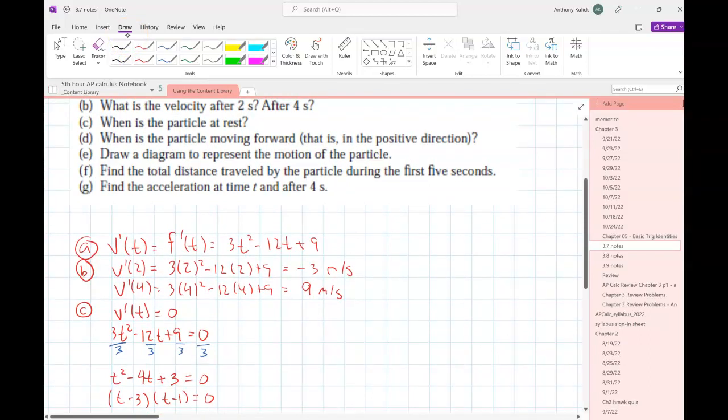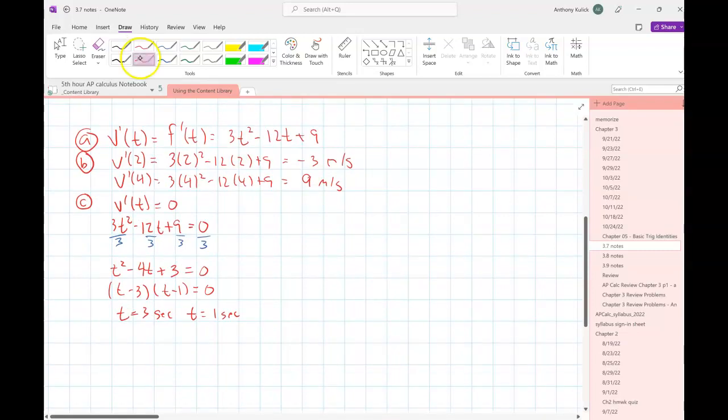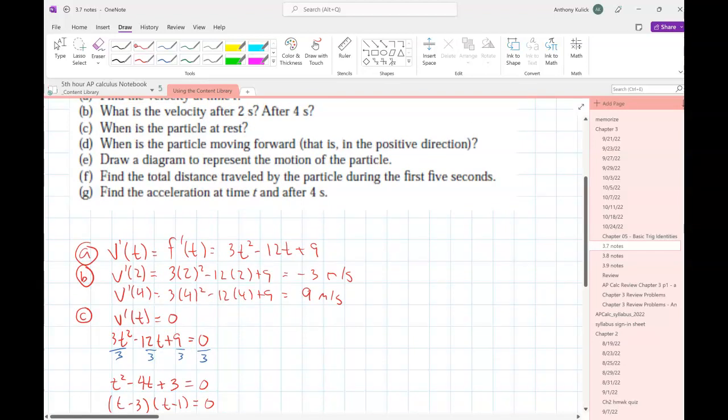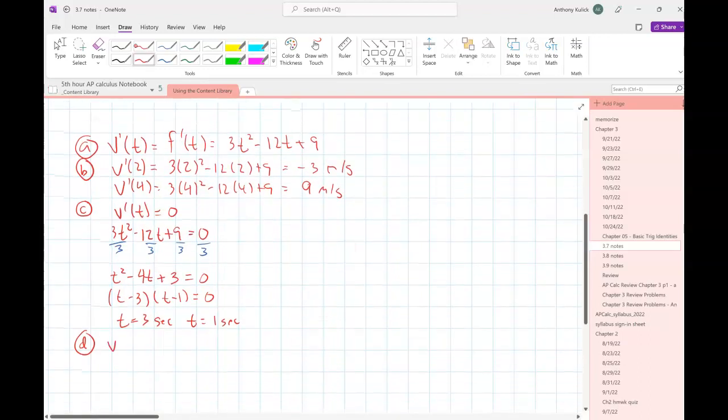Says, when is the particle moving forward? What does that mean? What would forward mean? Notice in parentheses it says that is in the positive direction. Means the velocity has to be positive. So what are we solving? That piece, right?